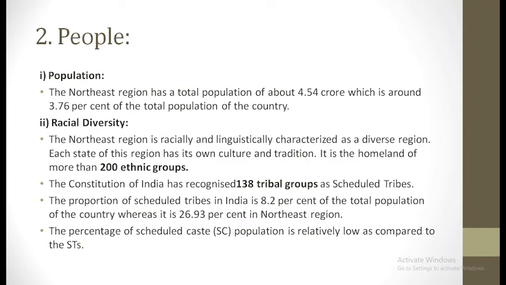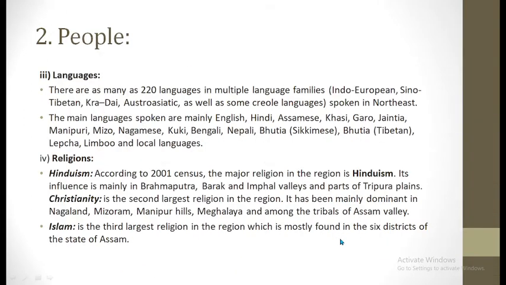These scheduled tribes in the whole of India are about 8.2% of the total population, but 26.93% of the people in the Northeast region. As compared to scheduled tribes, scheduled castes have a relatively low population in the Northeast.